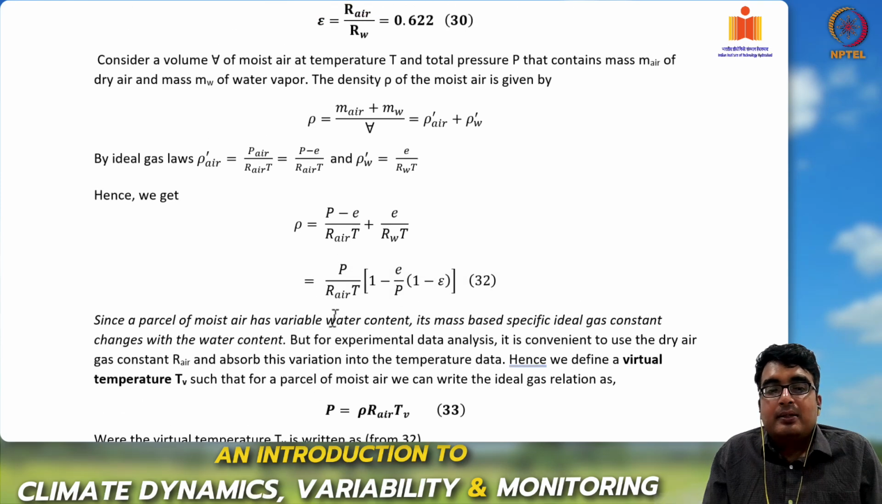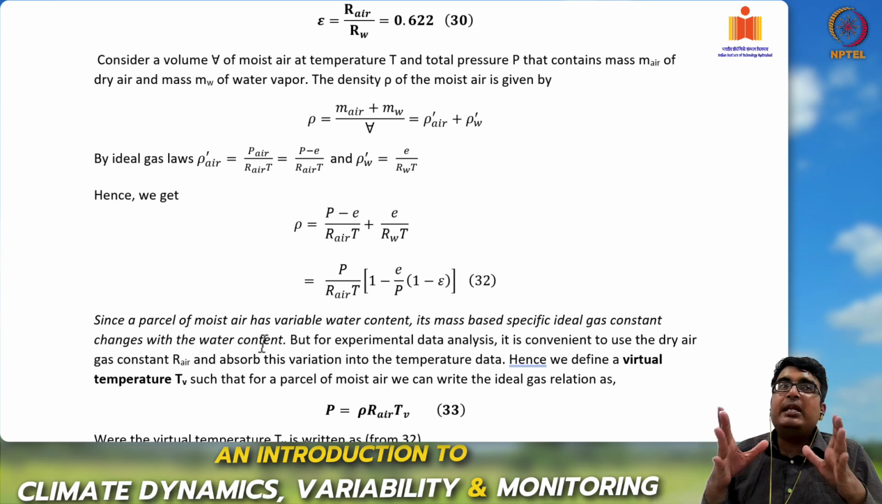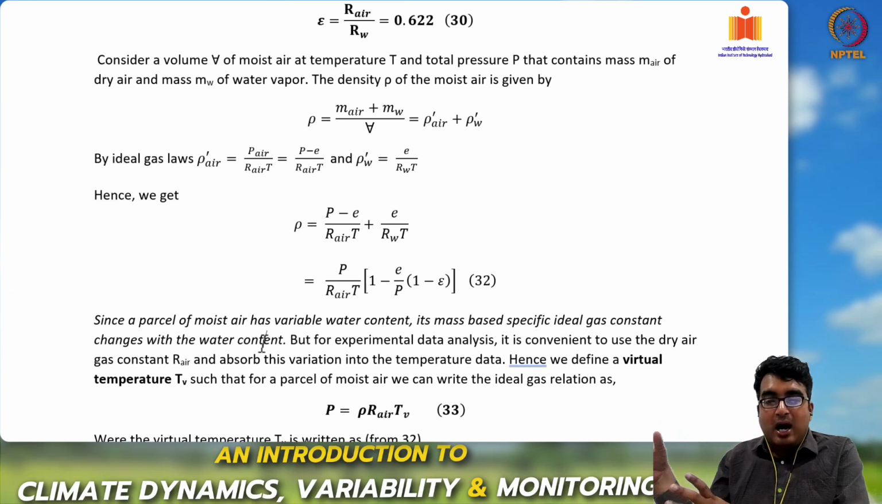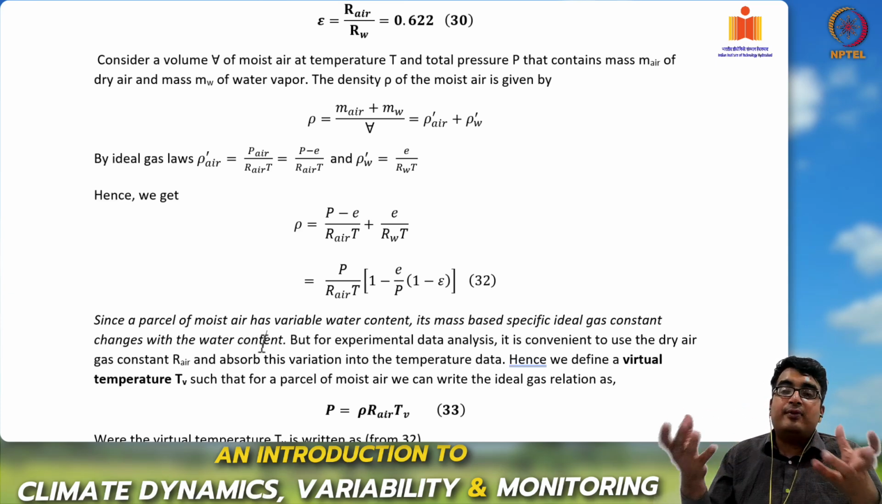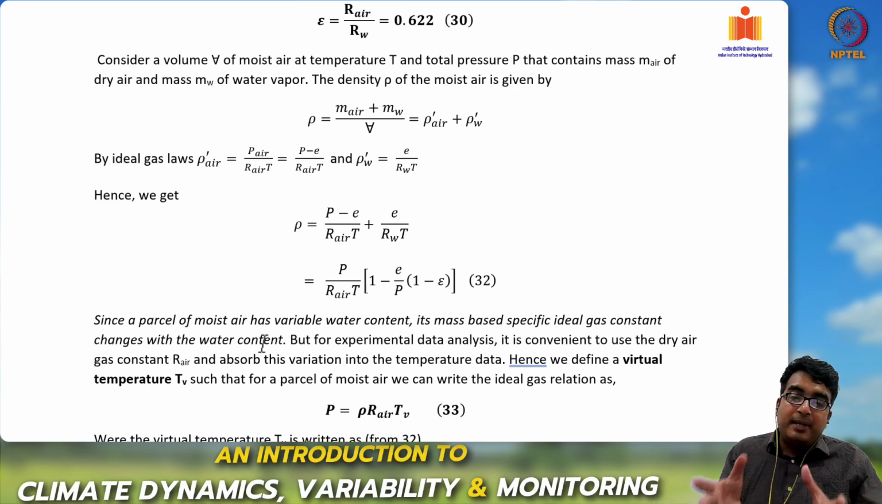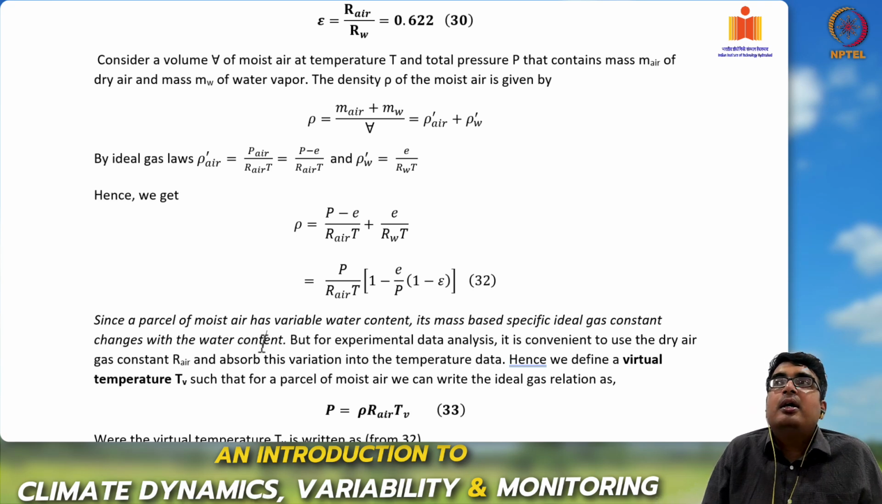The problem here is, since the parcel of moist air has variable water content, its mass-based specific ideal gas constant changes with the water content. So while a parcel of moist air will have the relation PV equals RT, that R term is the universal gas constant divided by the molecular weight of that moist air, and the molecular weight of the moist air is the molecular weight of dry air times the mole fraction of dry air plus the molecular weight of water vapor times the mole fraction of water vapor. This we discussed when we were looking at the composition.